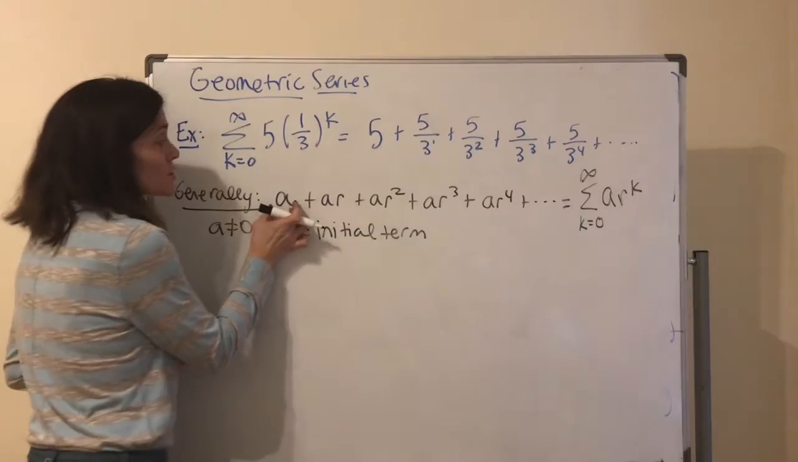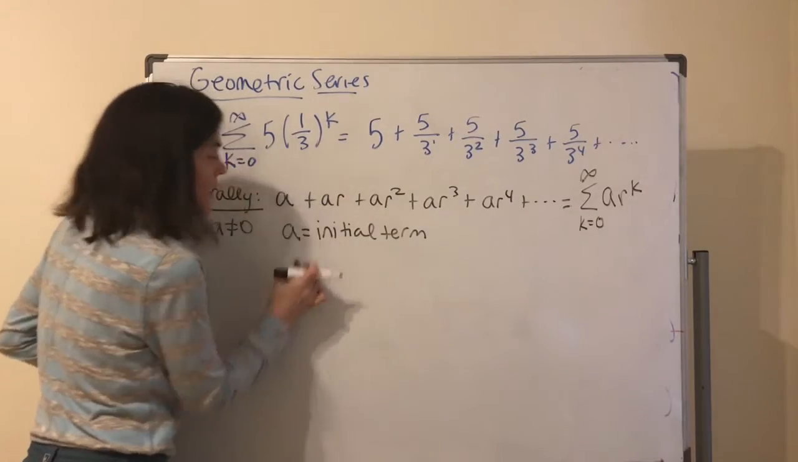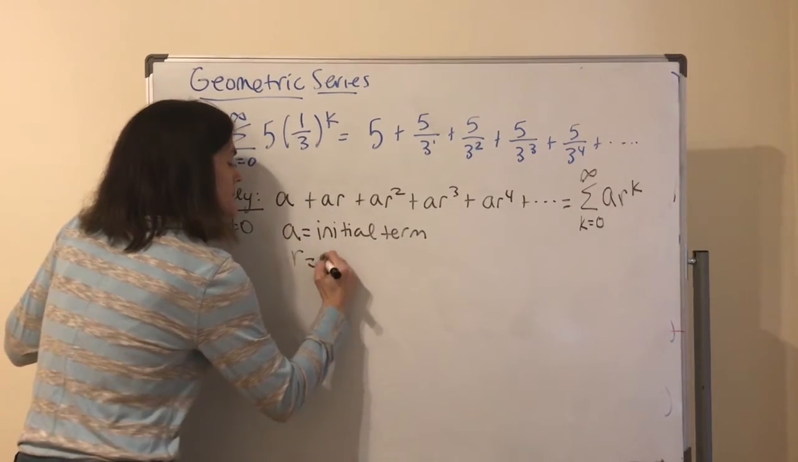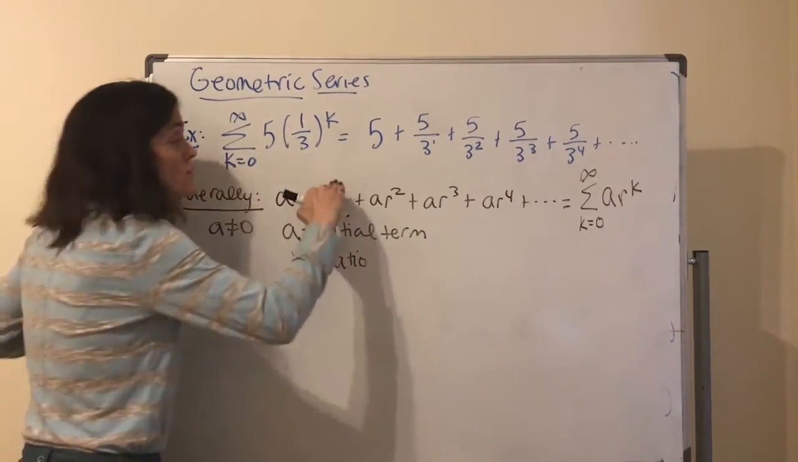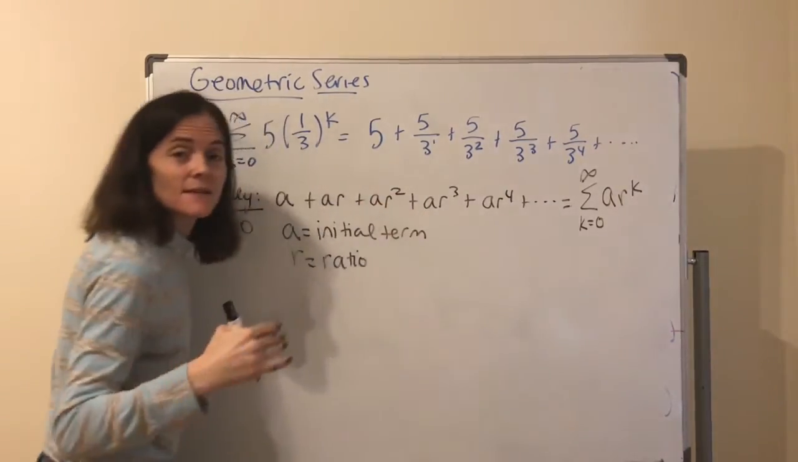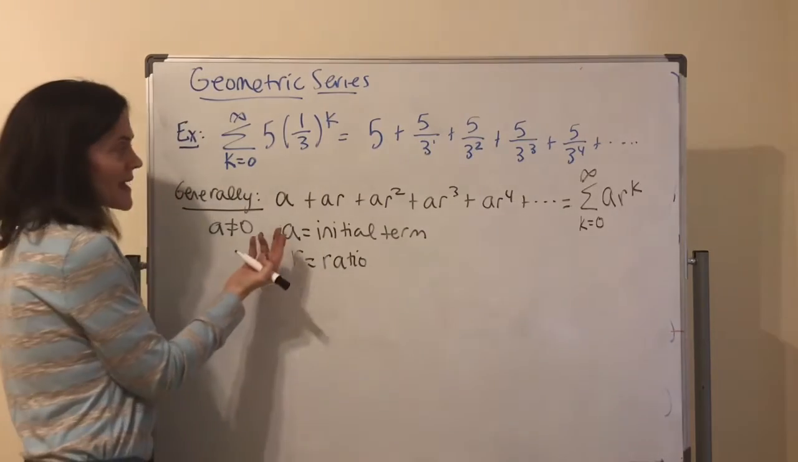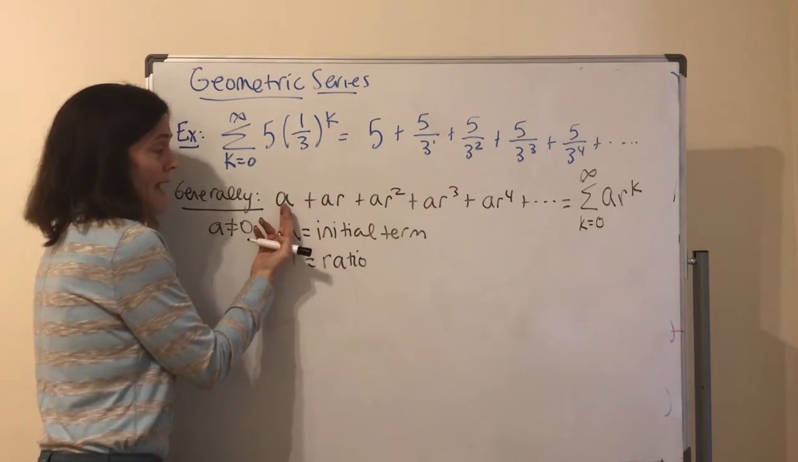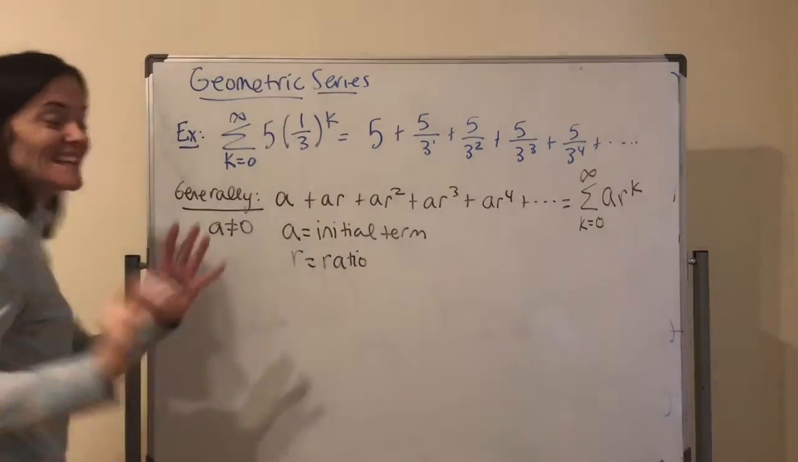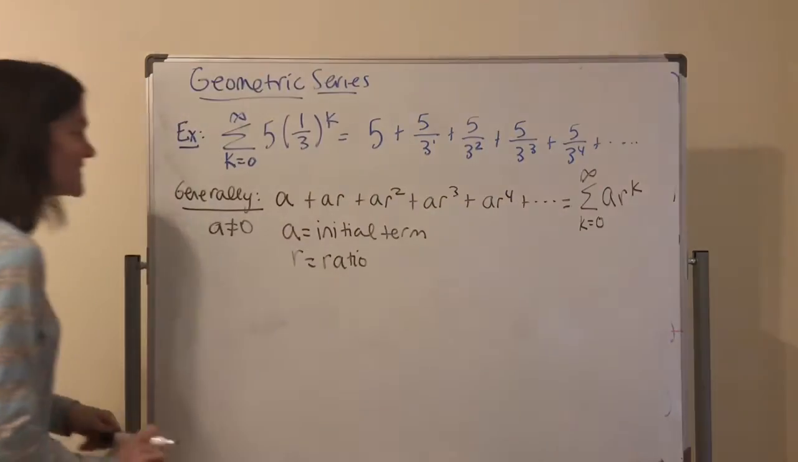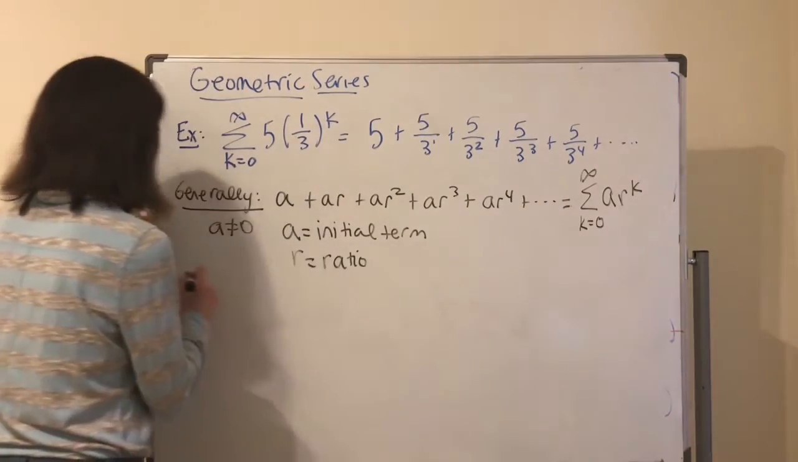But your initial term is always the very first one, and then r is what's called the ratio. As you move from one term to the next, you're multiplying by r. You can see that here. a is the initial term. As I move from one term to the next, I am multiplying by r. This is the geometric series.